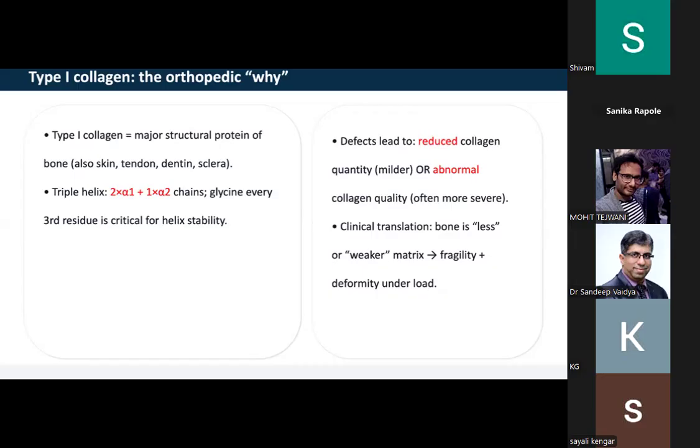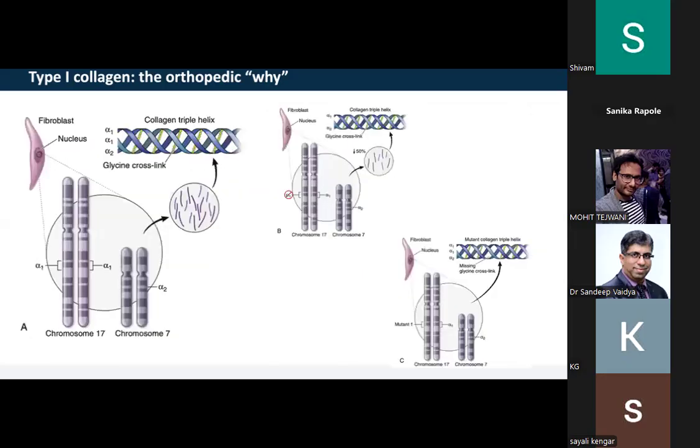With this basis, we will go ahead and see what is the difference between a quantitative and a qualitative problem with this collagen. On the left hand side, you can see a representation of how the normal collagen is. There are two pro alpha 1 chains encoded by COL1A1 on chromosome 17 and one pro alpha 2 chain, which is on chromosome 7. And then they form this collagen triple helix with the glycine cross links. So this is how normal collagen is formed.